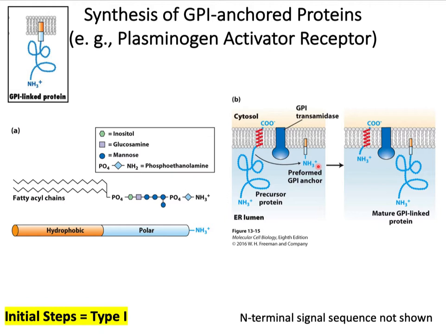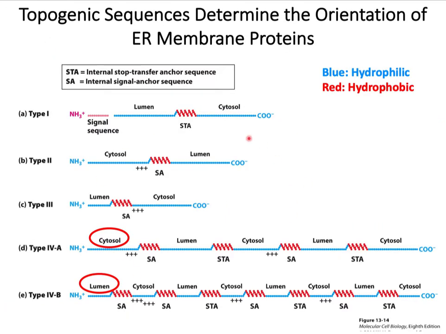So if this protein has to function in the context of a lipid raft, then it makes sense to remove the transmembrane region of the protein and replace it with a GPI anchor, which does have a natural affinity towards the lipid rafts. So this is a revisit of the topogenic sequences that determine the orientation of proteins in the ER membrane.